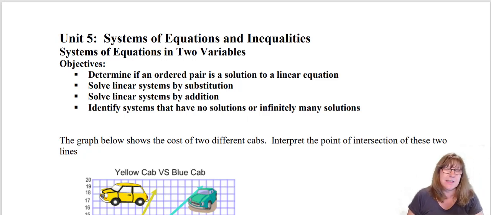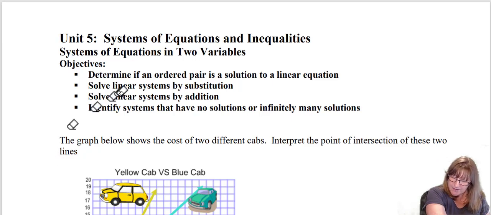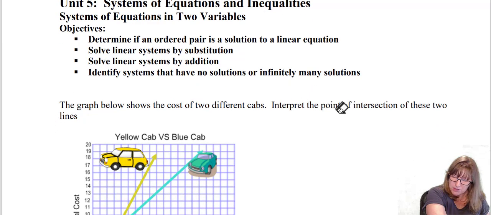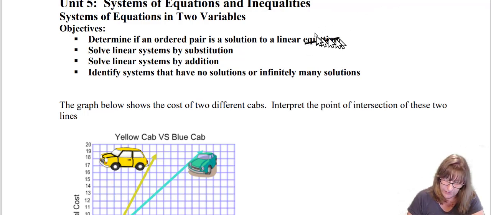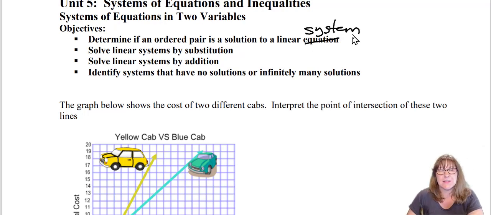This first part here is looking at systems of linear equations in 2 variables. We have some objectives here that we want to go through. We want to determine if an ordered pair is a solution to a linear system, not just a linear equation, but the whole system. And then we want to solve linear systems using the substitution method and the addition method. And then last, we want to identify if systems have no solution or infinitely many solutions.